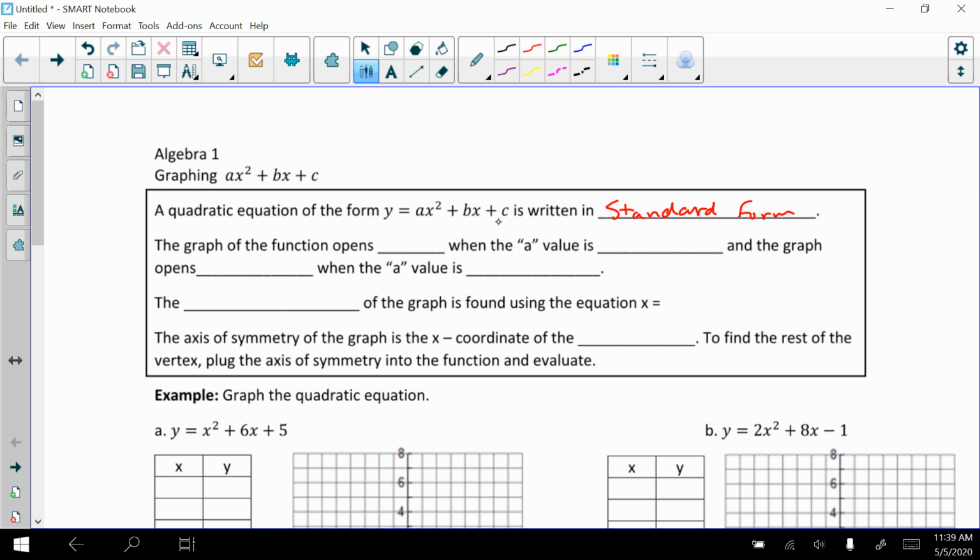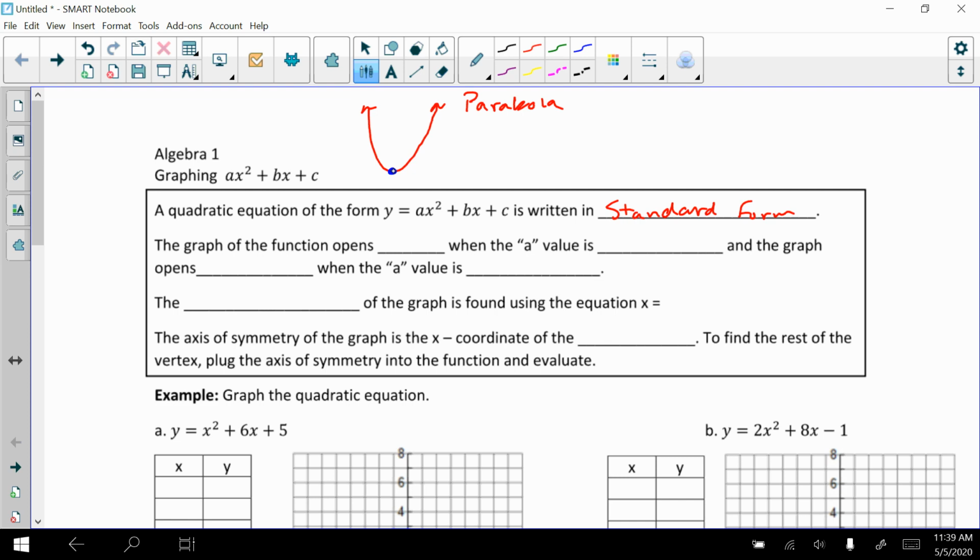Let's also talk about the graph that these things make. They make something called a parabola. So the shape of a parabola looks something like that. Looks like a U or a half pipe or something like that. There are a few important pieces to a parabola that we need to be familiar with.